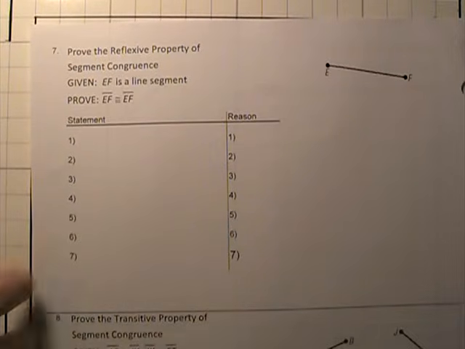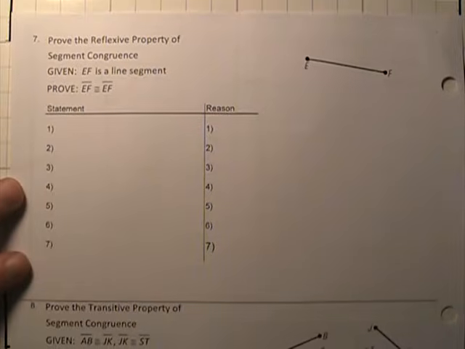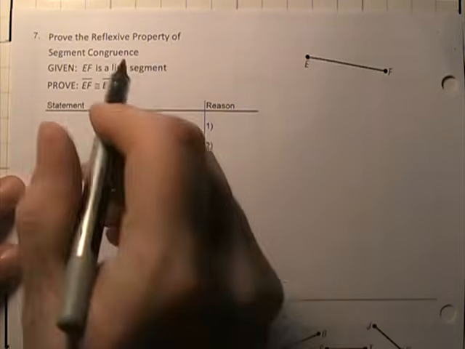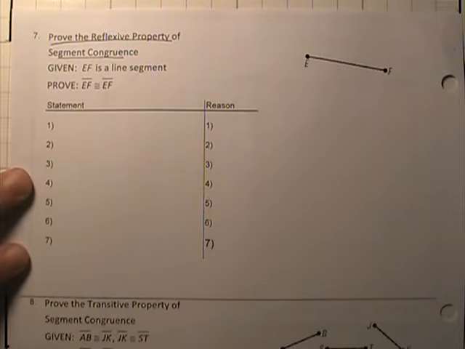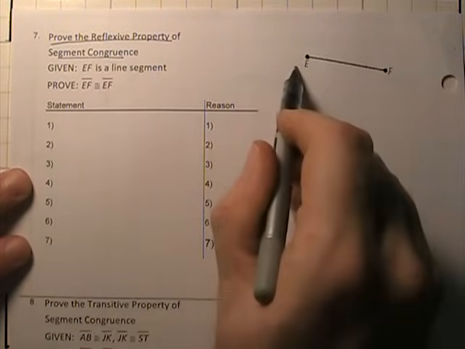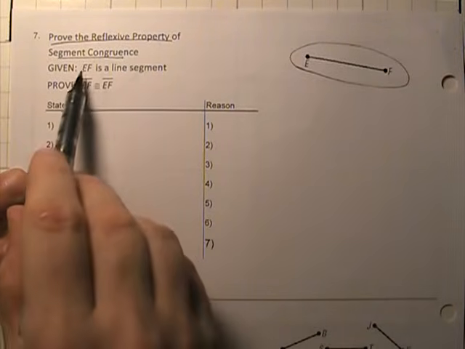All right, continuing with our proofs here, I'm up to assignment 2.5, number 7. So here again we're proving a property. Remember, you can't use the property to prove the property, and this is kind of a weird property since it's so obvious. Kind of trying to figure out where to start.